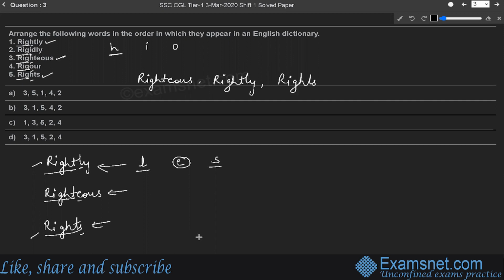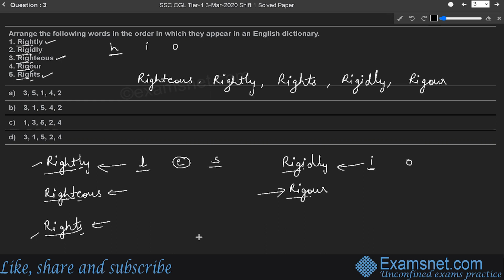So we are done with 3 words. The remaining 2 words are rigidly and rigor. So let us write them. In these 2 words, RIG and RIG is common, so we have to look for the next letter. Next letters are I and O. The alphabet that comes first according to the alphabetical order is I, and the word with I is rigidly. So the next word will be rigidly, and the last remaining word is rigor.